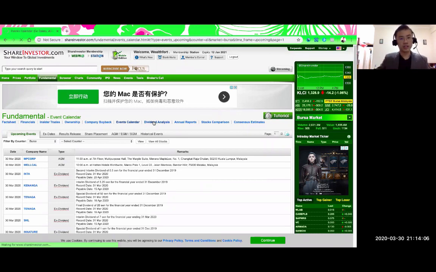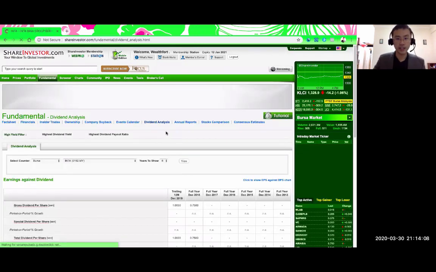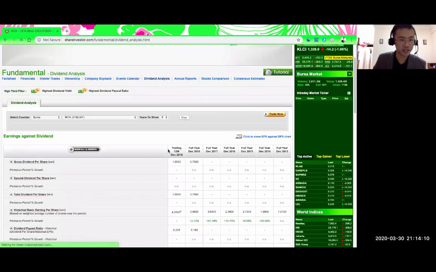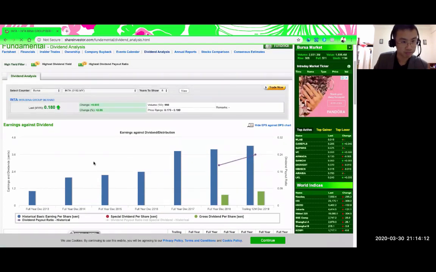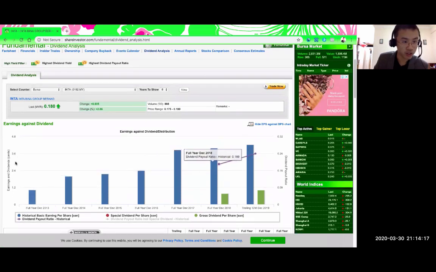Then let's go to the other tab, which is dividend analysis. You can find dividend. So this graph will show you the historical earnings per share versus their gross dividend. In this case, this is a company called Inta. Just now I think we clicked on Inta, so Inta popped up. So they made this much of earnings but never declared dividend. This much of earnings, never declared dividend. And here they made this much earnings, they declared dividend.